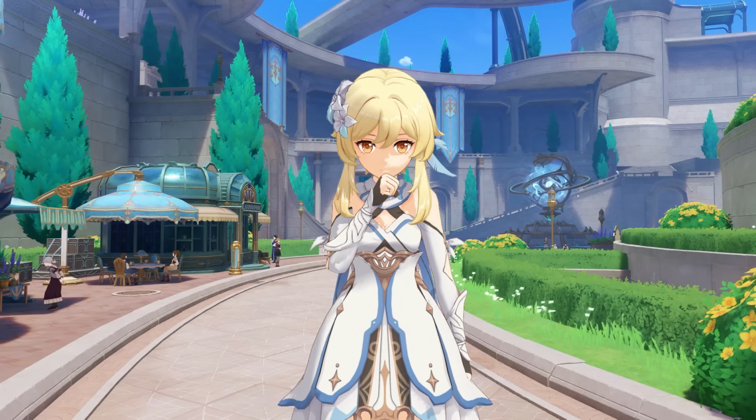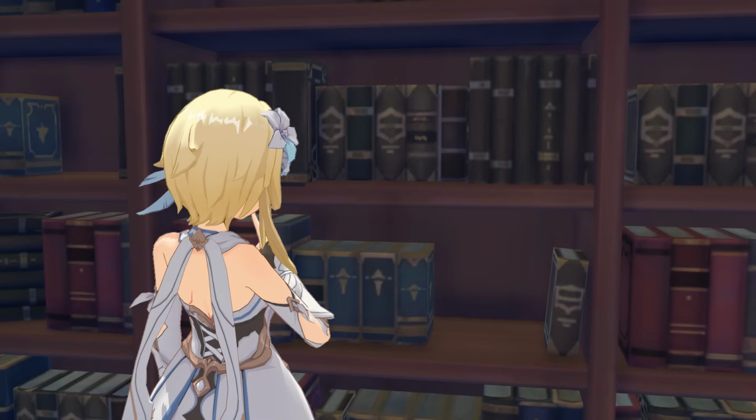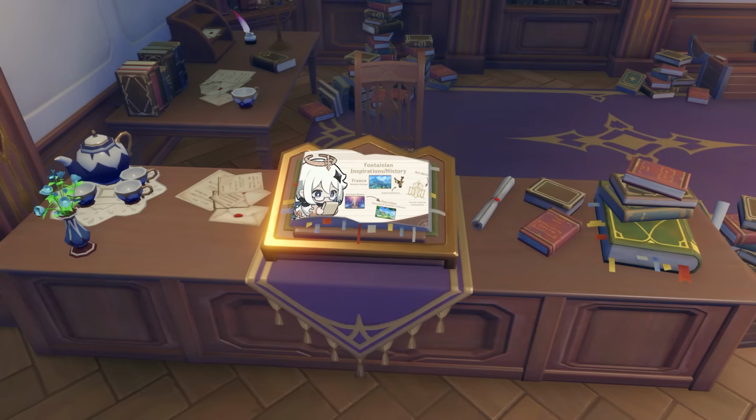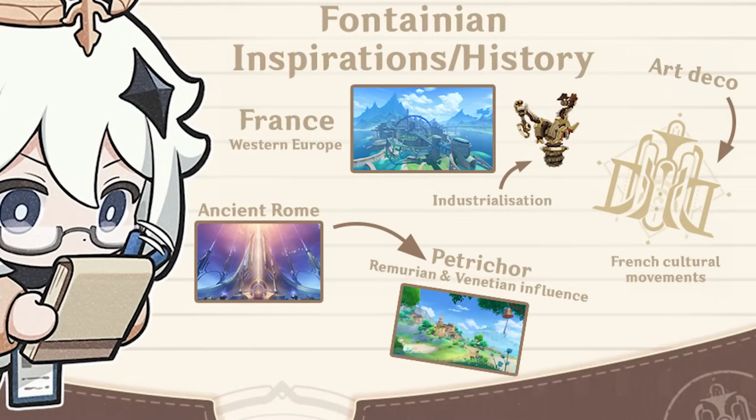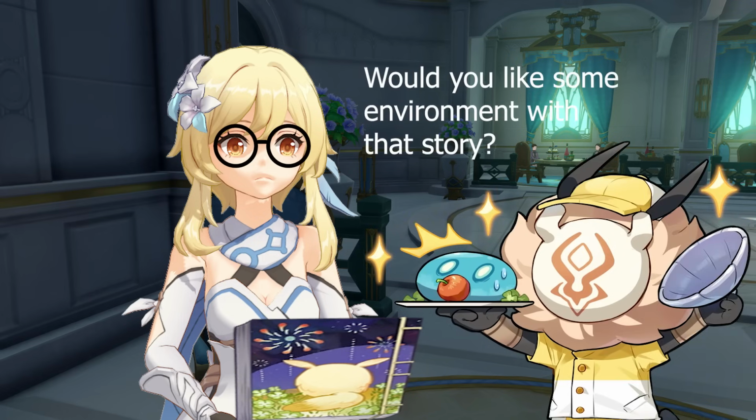Now, in order to have a better understanding of why the Court of Fontaine is the way it is, we should first take a look at its inspirations and history. As is the case for every region and its respective city, there isn't a singular inspiration. They all take from multiple sources, which I think really helps them stand out from one another and adds to that layer of environmental storytelling that Hoyoverse are pretty good at all around.